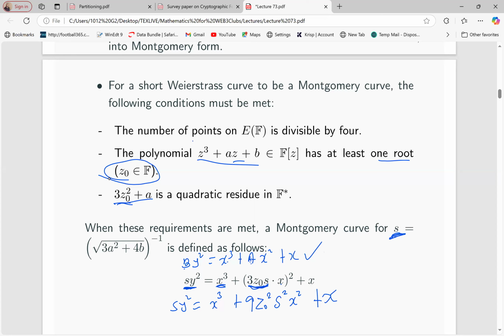Now, you can see converting from a short Weierstrass to Montgomery is not a lot of work. The only place where there is work is, first of all, finding out whether the short Weierstrass form can be converted to Montgomery. Once you find that out, whatever remains is just one step. You're only required to find s, which is the inverse of the square root. And then once you have the s, you just substitute in this formula.